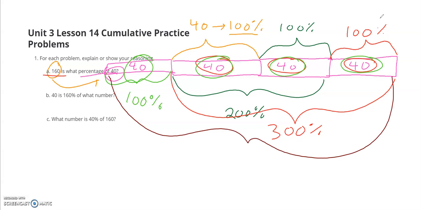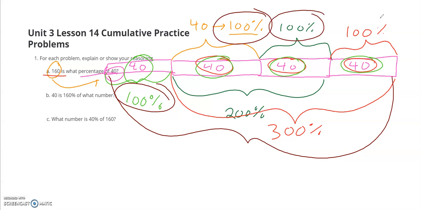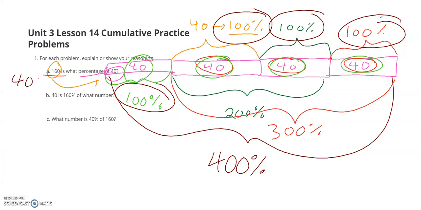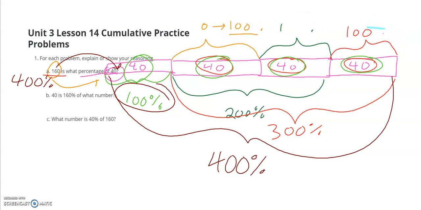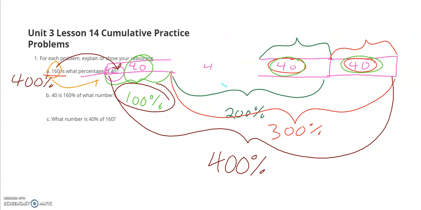And this whole thing is 100%, 200%, 300%, 400%. So 160 is 400% of 40. All right, I'm going to get rid of all these drawings for the next one.